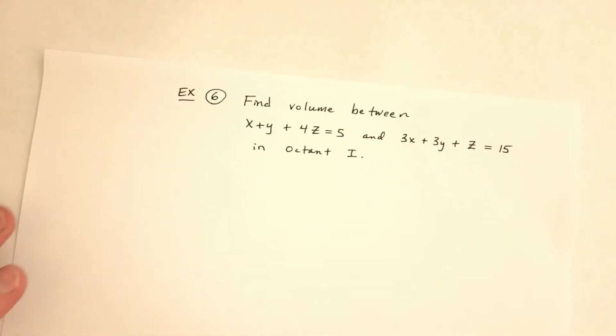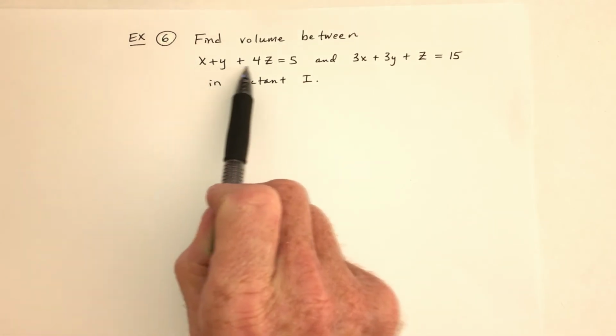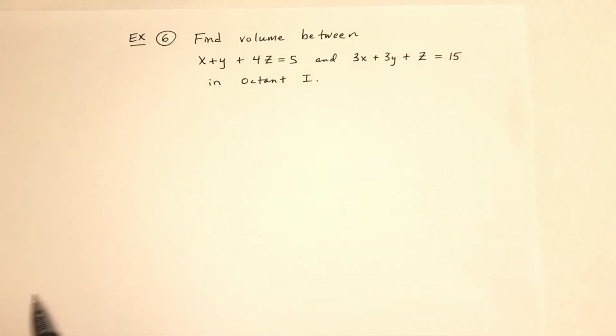Okay, now for example number 6. So this is a plane, and this is a plane. Find the volume between those in octant 1?